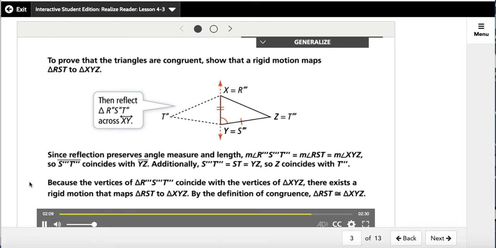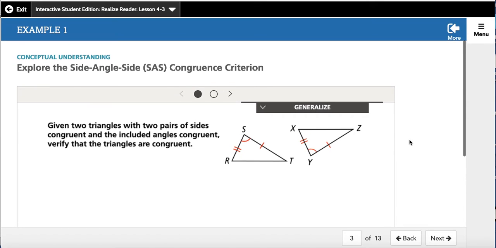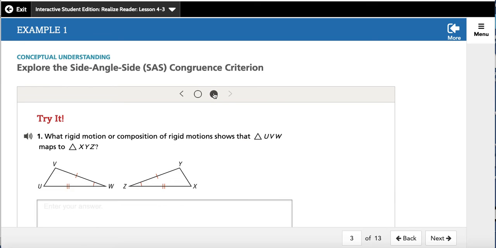Because the vertices of triangle R triple prime, S triple prime, T triple prime coincide with the vertices of triangle XYZ, there exists a rigid motion that maps triangle RST to triangle XYZ. By the definition of congruence, triangle RST is congruent to triangle XYZ. Well, the good news is they just proved it for us. And now we can use this fact that if you have two sides and the angle in between congruent to two sides and the angle in between, then you know the triangles are congruent.